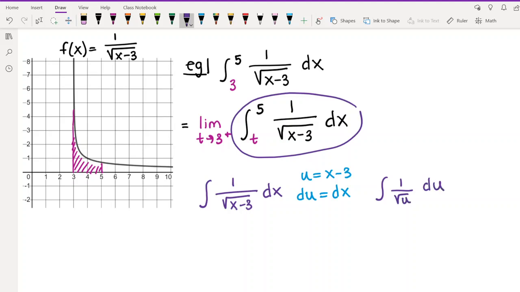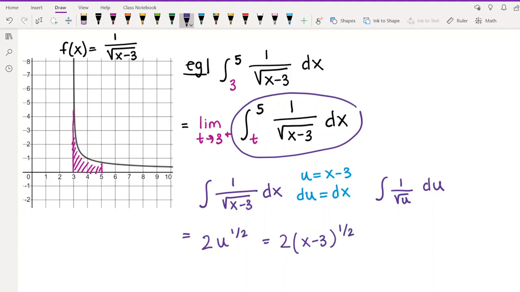And then what is the antiderivative of this? Well, 1 over square root of u is u to the negative 1/2. And so the antiderivative is going to be 2 times u to the positive 1/2. And then we just want to put back in what our original variable was so that we don't have to change the bounds. And so that was x minus 3.